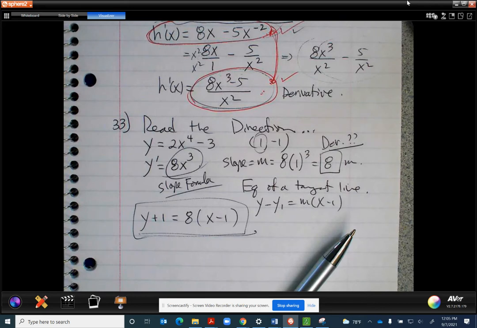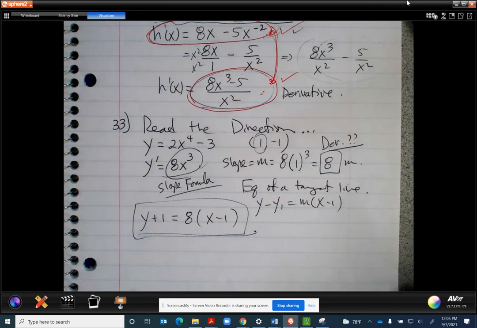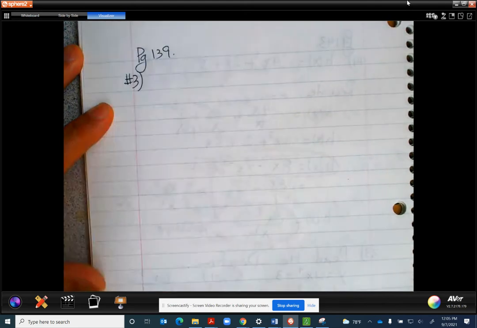Of course, we're not going to just stop with just 2 formulas today. We need to add 3 more. So we have a total of 5 formulas we need to know. So the next formula, number 3, is on page 139. Let's turn to page 139. Alright, this is number 3. Rule number 3.